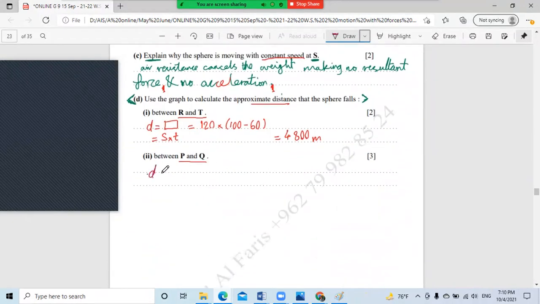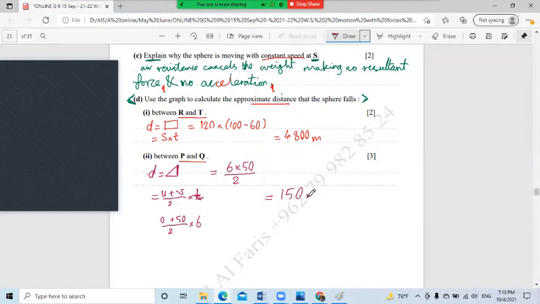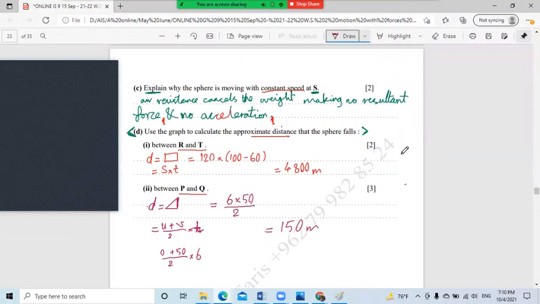So to find the distance from P to Q, I will use the formula of the area under the graph, okay? Or I can use the formula: U, which is 0, plus V, which is 50, divided by 2, multiplied by the time, which is 6 seconds. In both ways, or finding the area, which is base 6 times height 50, divided by 2, half base times height, we get the same answer, which is how much? 150 meters. Thank you Hazem, thank you Elaf. Bravo. Excellent.